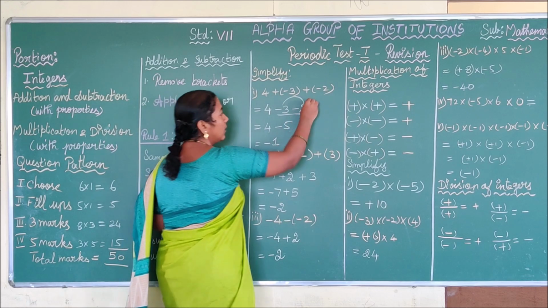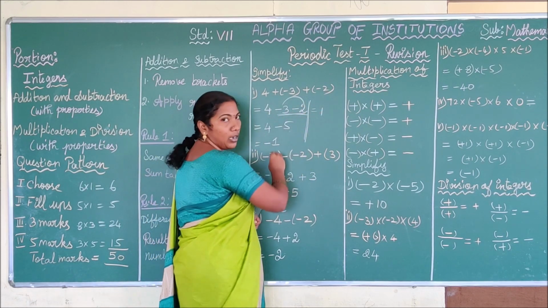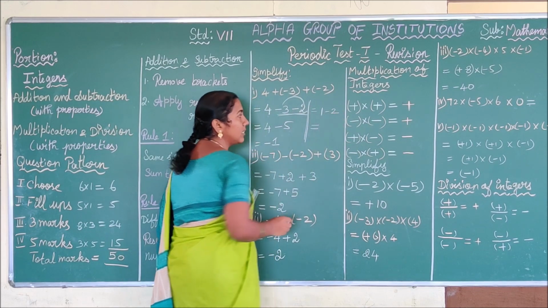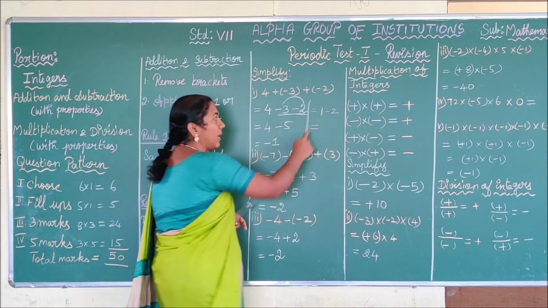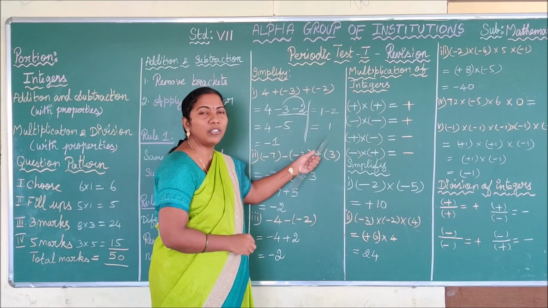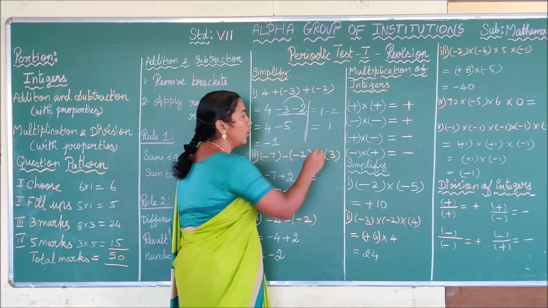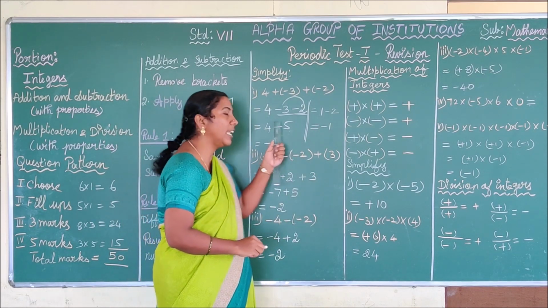See here, let us do the other method. 4 minus 3. What is your answer? 1. And write the minus 2 as it is. Here see, the given two integers are in different signs. So you have to subtract the smaller number from the larger number. So subtract the 1 from 2. Your answer is 1. And the result takes the symbol of the larger number. What is the larger number here? 2. What is the symbol for it? Minus. So your answer is minus 1. Both methods you get the same answer. You can follow any method.